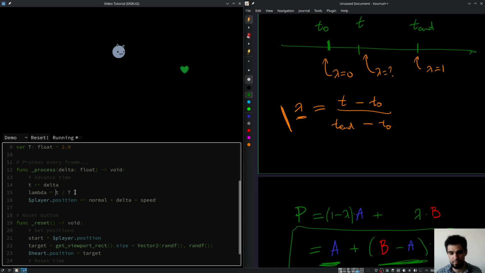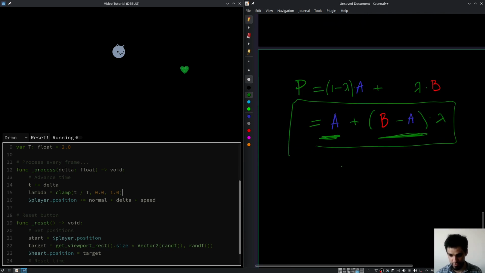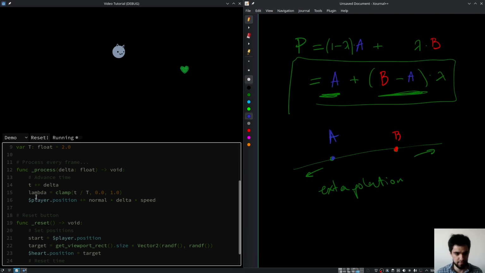But we're doing interpolation. So what happens when T is bigger than the end of time? In this case, if we didn't change the formula, it will just continue going past the objective. So what we're going to do is clamp lambda between 0 and 1, so that it cannot go beyond 1. If we go beyond 1 or beyond 0, that's what we call linear extrapolation, because we're going beyond the limits of our 2 points.